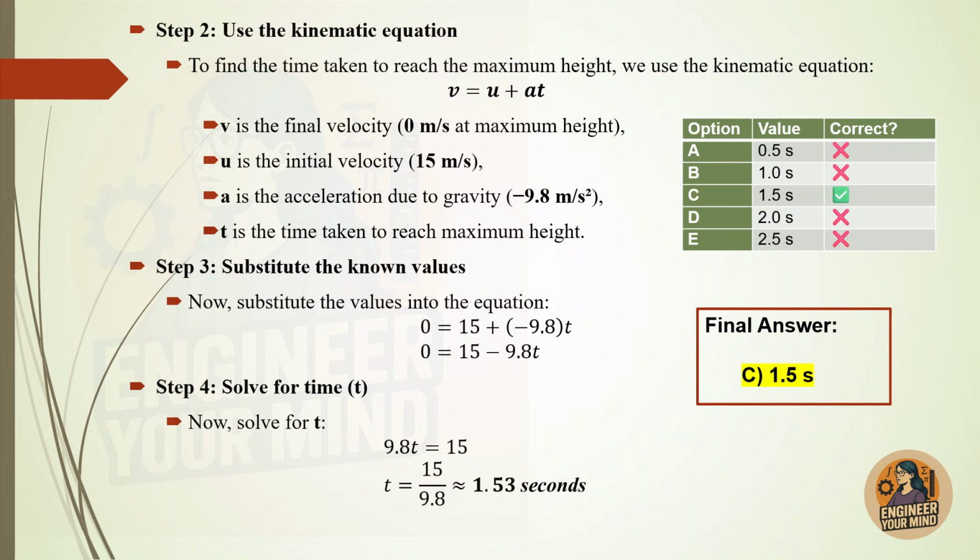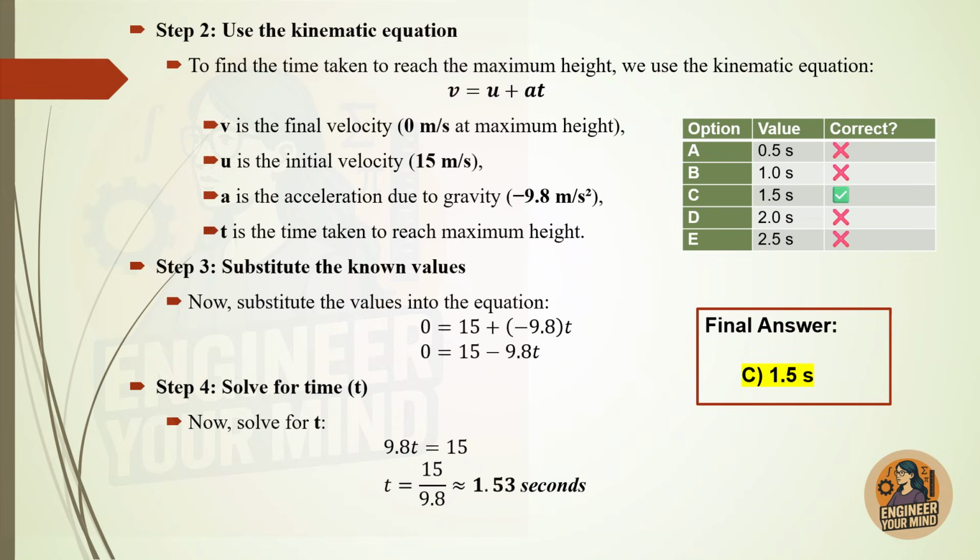Step 4, solve for time t. Now solve for t: 9.8 t equals 15. Divide both sides by 9.8. t equals 15 divided by 9.8, which is approximately 1.53 seconds. Step 5, check the options.